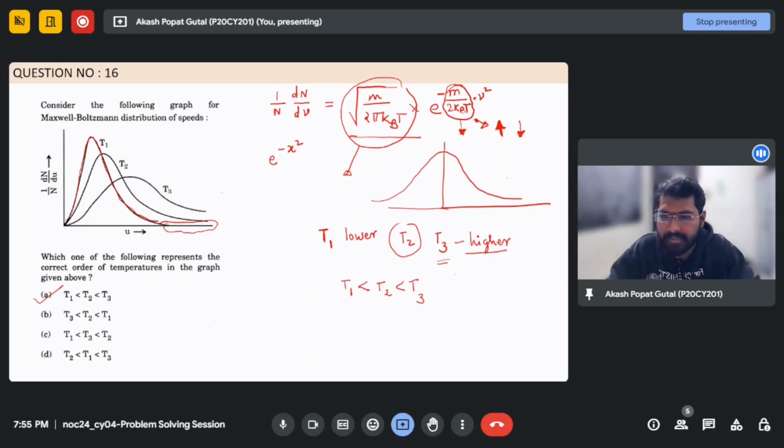So in that sense also we can say that T3 should have a higher value, because most of the particles are at higher velocities. In case of T1, the same area covered is very little, and for T3 it is really large. Many of the particles are on the larger side. So we can say T3 is the maximum temperature, the highest temperature.